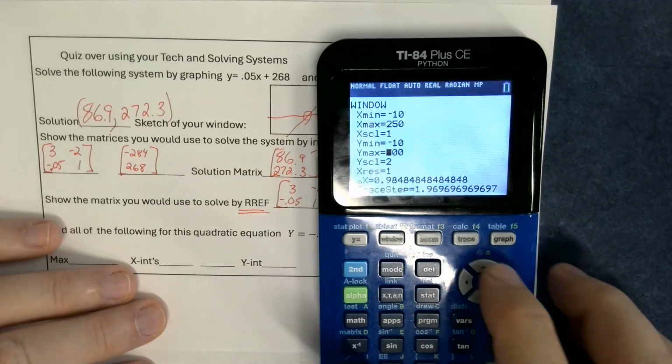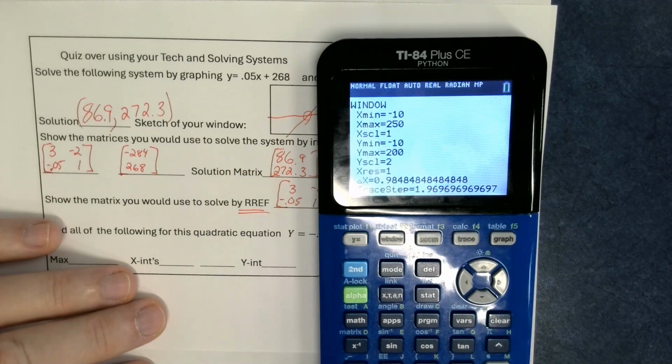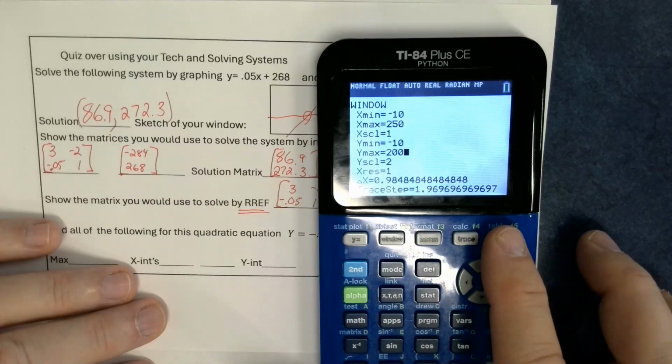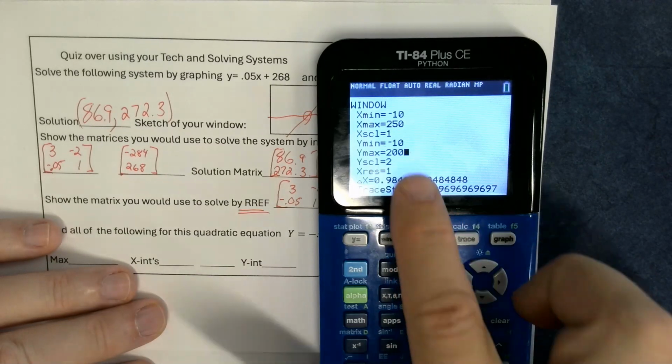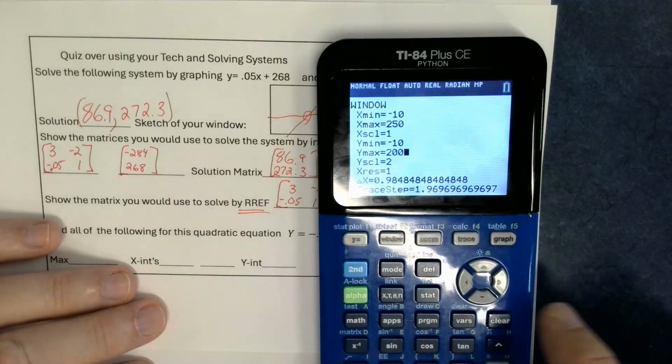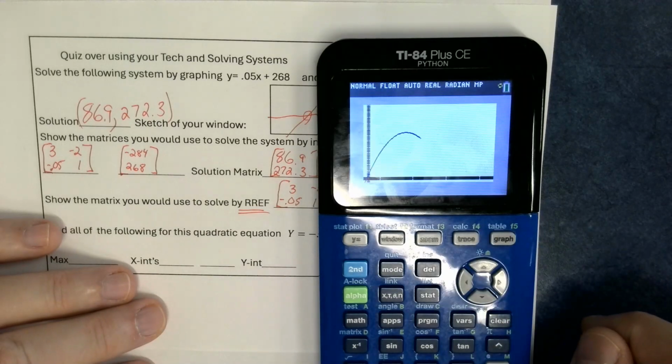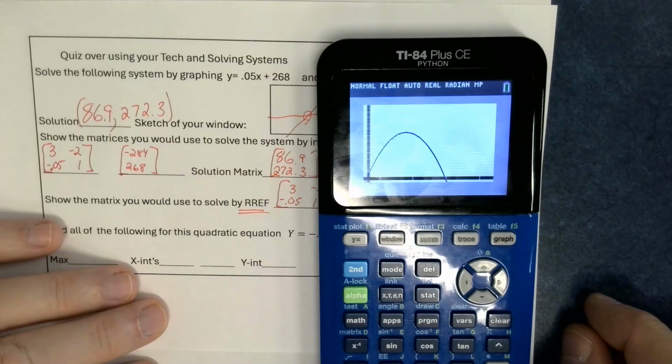Sorry, I went one too far. 200 for that. And I'm just going to do a quick little graph and see if going 250 to the right and 200 up is a decent window. I feel pretty good about that.